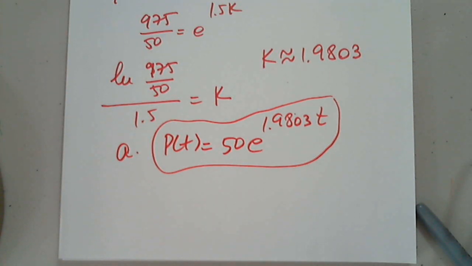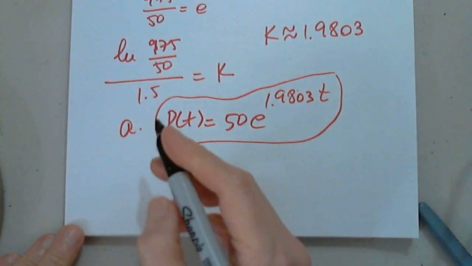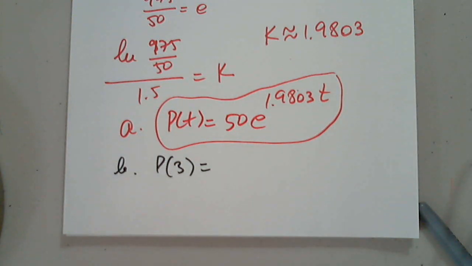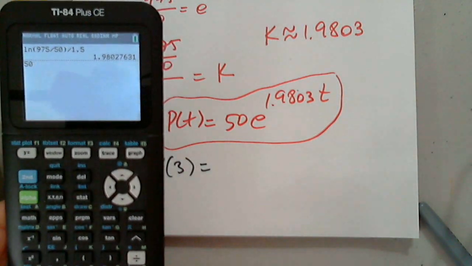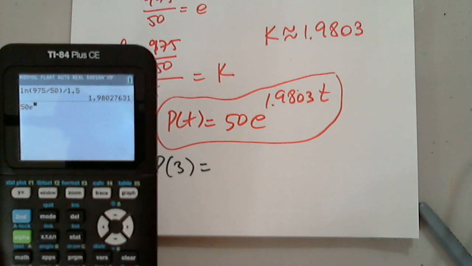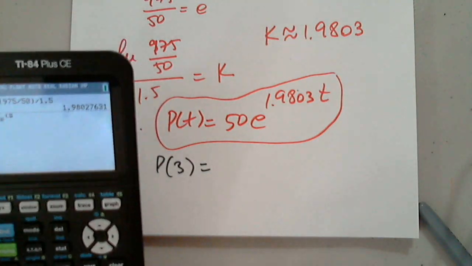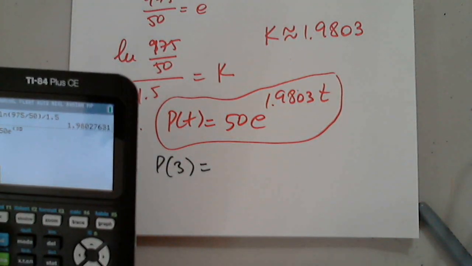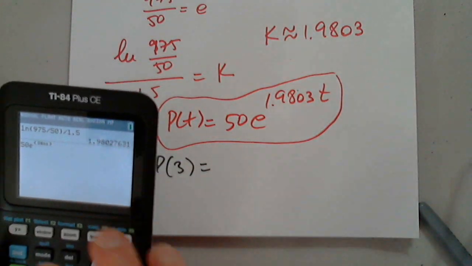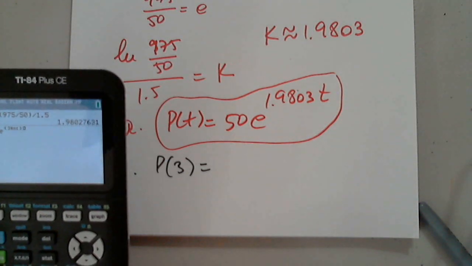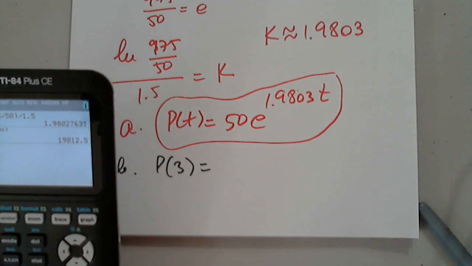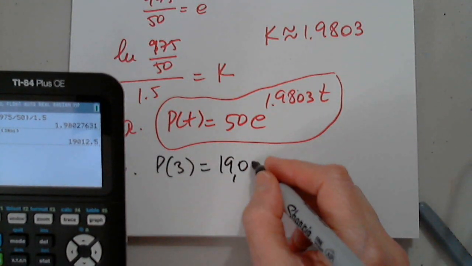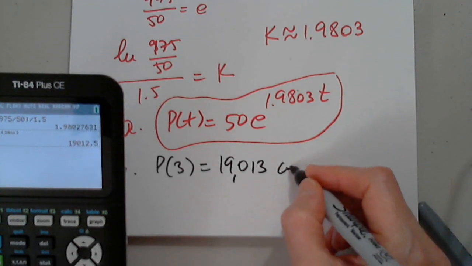Find the number of bacteria after 3 hours. That's a piece of cake, right? We have to find P of 3. So no problem, 50 e in parentheses, I'm going to recall the previous answer, so 3 times the previous answer, to have it as exact as possible. Okay, and that is 19,113 cells.